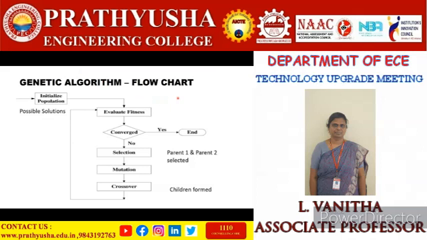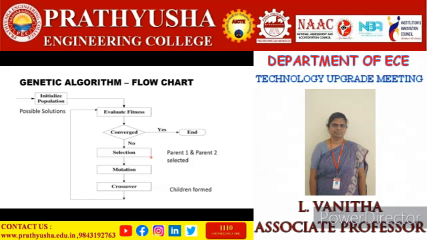This is the flowchart for genetic algorithm. We consider the possible solutions and we call it the population, and we evaluate the solutions based on the fitness function, and we check whether we have obtained an optimal solution. If an optimal solution is obtained, then the process ends here. Else, the following process is performed.